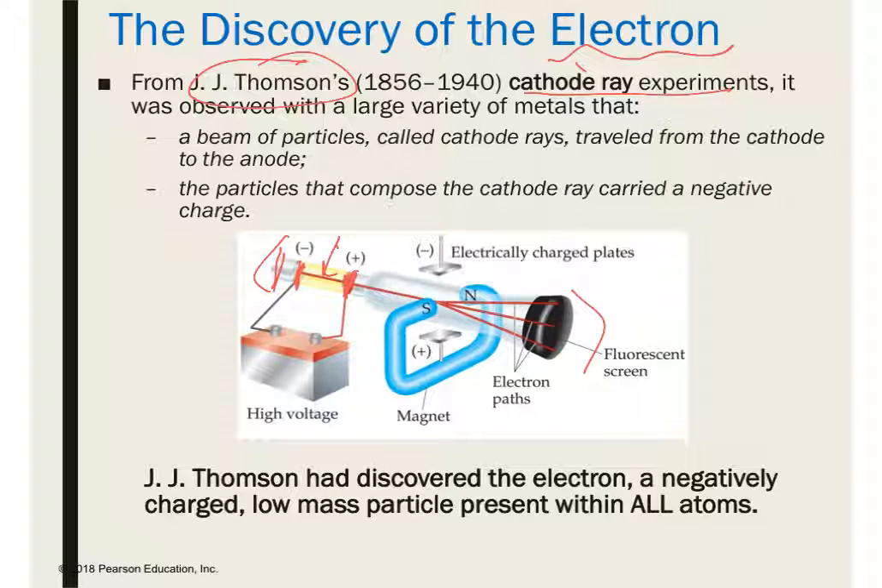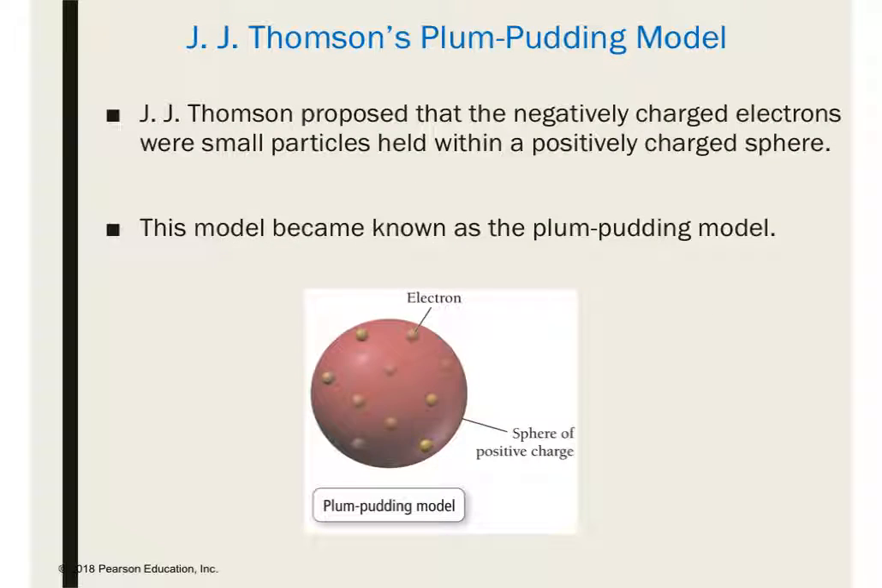And regardless of the substances he used, when he passed a voltage through that cathode ray, he saw that every substance he tested generated a small particle that carried a negative charge. And so he came to the conclusion then that all matter is made up of these small negatively charged particles, which we ultimately called the electron. So that was the first subatomic particle discovered.